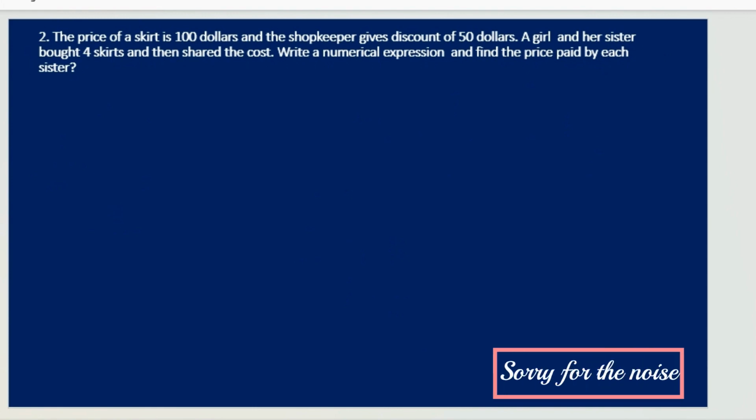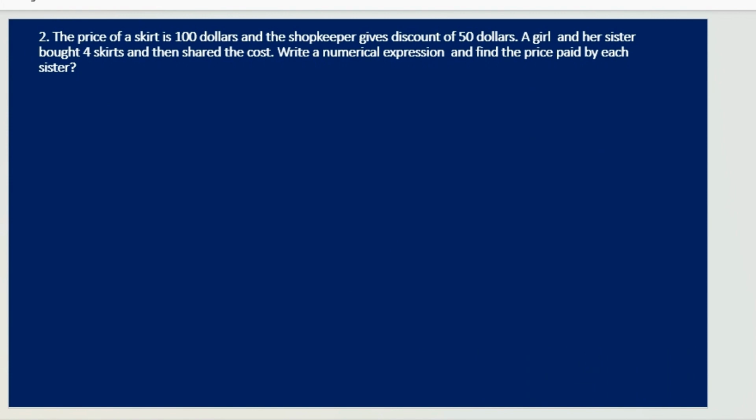Number 2. The price of a skirt is $100 and the shopkeeper gives discount of $50. A girl and her sister bought 4 skirts and then shared the cost. Write a numerical expression and find the price paid by each sister. Okay, so here the price of a skirt is $100. But then the shopkeeper gives discount for $50. So that must mean 100 minus 50.